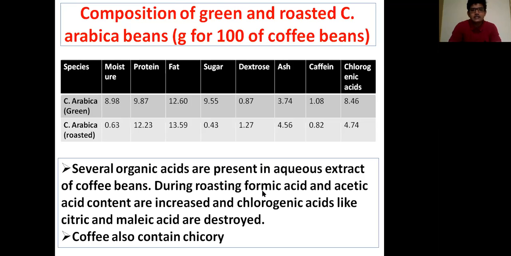Several organic acids are present in the aqueous extract of coffee beans. During roasting, formic acid and acetic acid content are increased, and acids like citric acid and malic acid are destroyed. Coffee also contains chicory. So here if you see the constituents of the coffee beans, they contain chlorogenic acid nearly 8.46% in green form and nearly 4.74% in roasted form. So during the process some of the acid is destroyed, because of that their percentage is decreased. Coffee also contains chicory, which is a main constituent that we are going to see in detail.